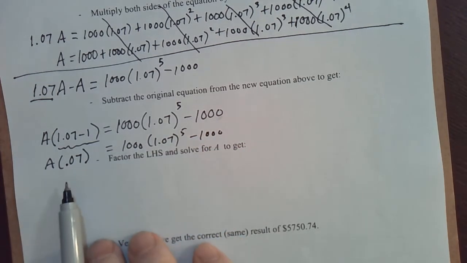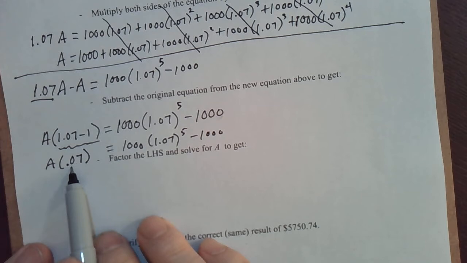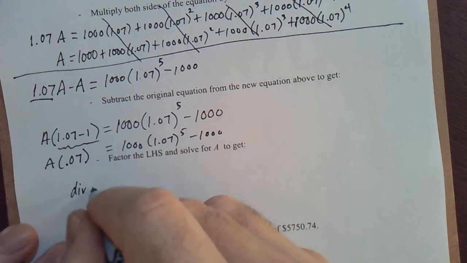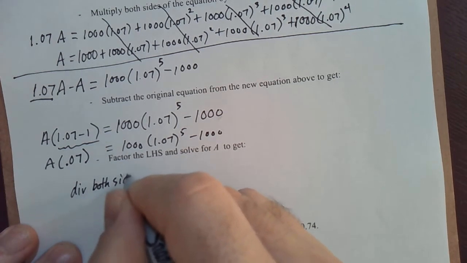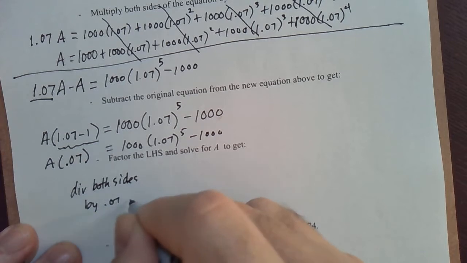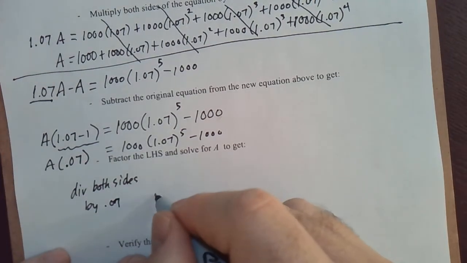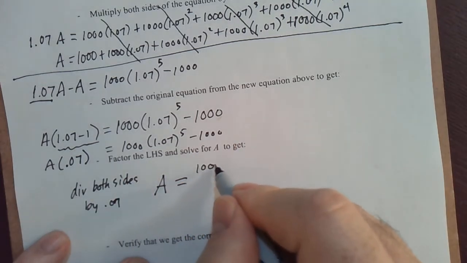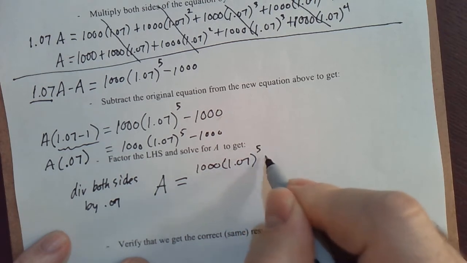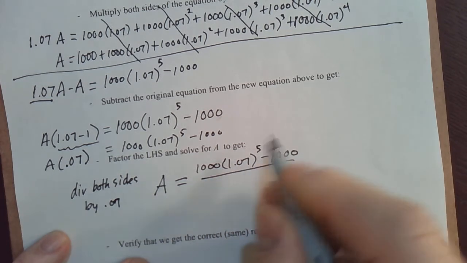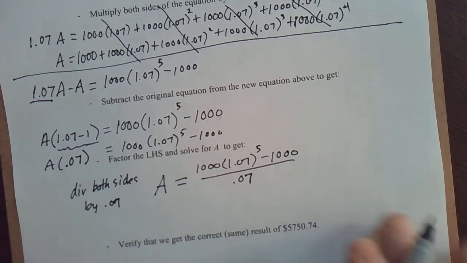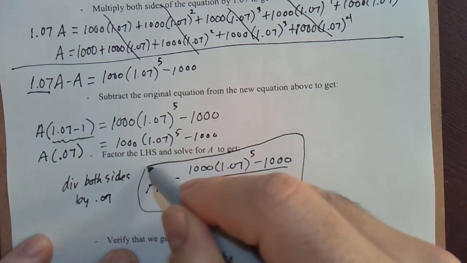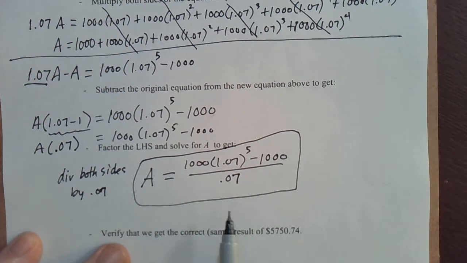All right, so now to solve for a, we need to divide both sides by 0.07 to get the following. That'll leave a by itself, equals 1,000 times 1.07 to the 5th power minus 1,000 all over 0.07. Great, that's what we wanted to do. Now, we'll generalize this in the next video, but look how simple this is.